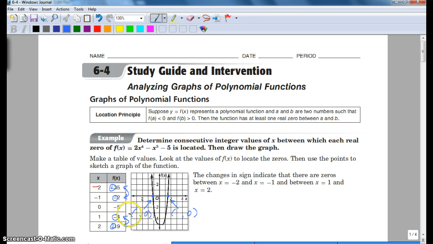Speaking of values changing, plugging in a 1 gives us negative 4, so that's that particular point. Plugging in a 2 gives us positive 19. So that's way up here. So again, this particular point, we don't know the x-coordinate, but we do know that it's sandwiched in between y values that are negative and y values that are positive.